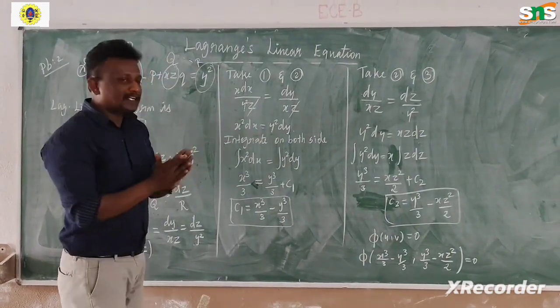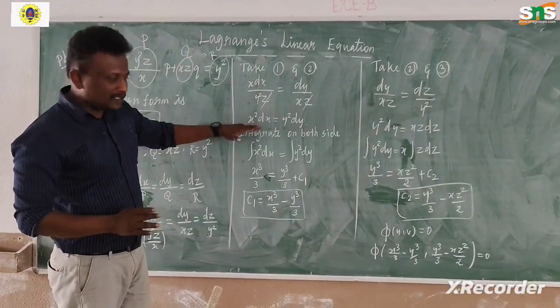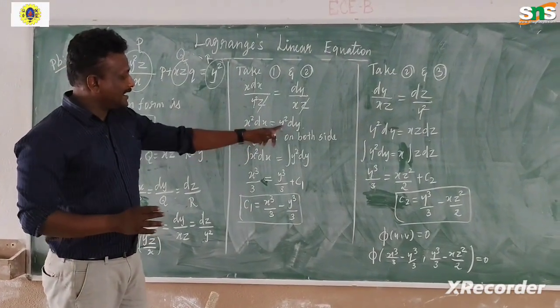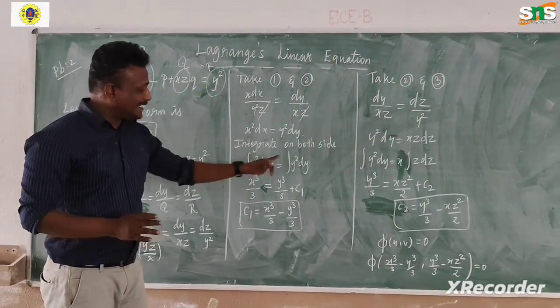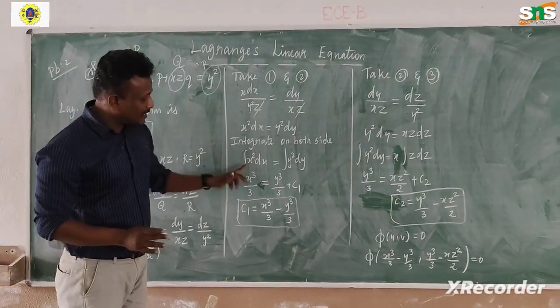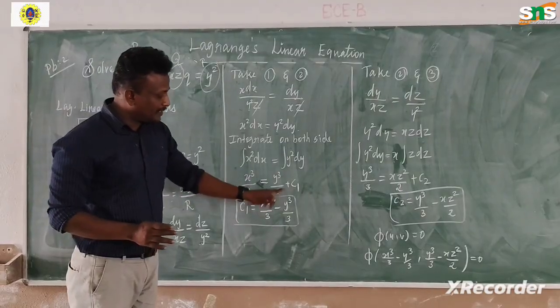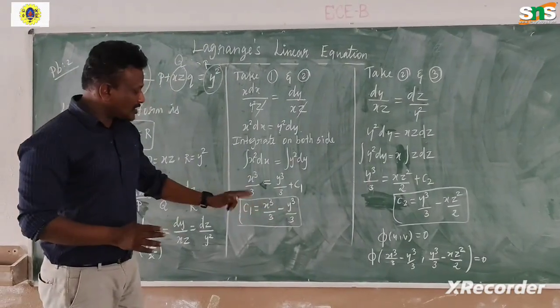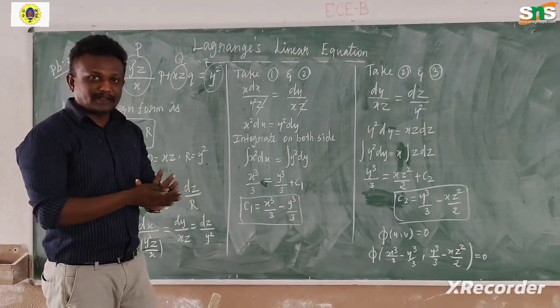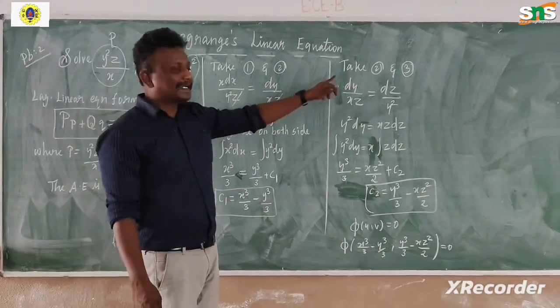Now as usual, as we have seen in the previous problem, here we are going to integrate this expression on both sides. When you are integrating on both sides, you have to write the integral sign. After writing this, you start integrating. So here you will get x cube divided by 3 is equal to y cube divided by 3 plus constant 1. So constant 1 is our first solution, right? That we have already discussed. So let's move to find the second solution.